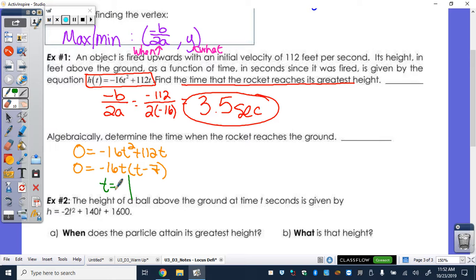So we get 0 and 7. Now, why is 0 not our answer? Yeah, 0 seconds. That represents when it started. That's time of 0. That's the beginning of the problem. So it takes 7 seconds. Now, as you notice, that just took the first time and doubled it, but it does not always work that way. So don't just try to double your value from your maximum there.